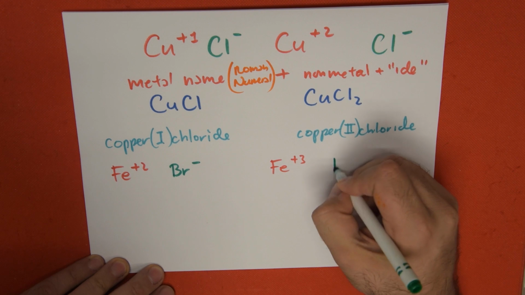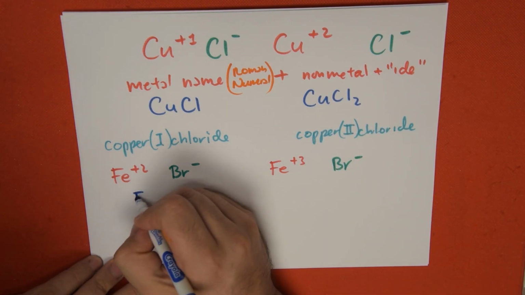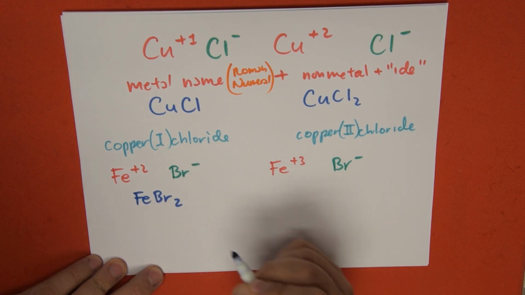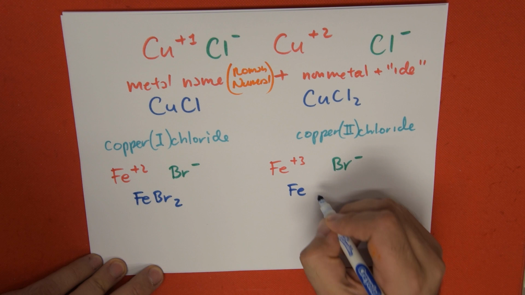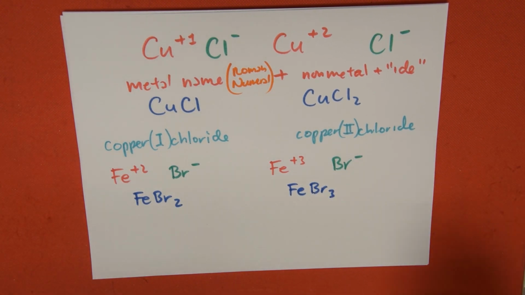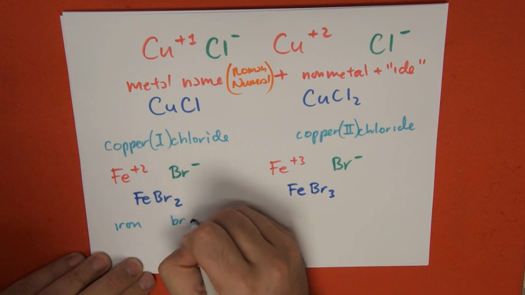Bromine is -1. So once we do the crisscross, what are we going to get? We're going to get iron bromide, but this 2 comes down here. And then in this case, we're going to get iron, and this 3 comes down here. We don't write the 1. 1 is implicit. And both of these compounds are going to be iron bromide.